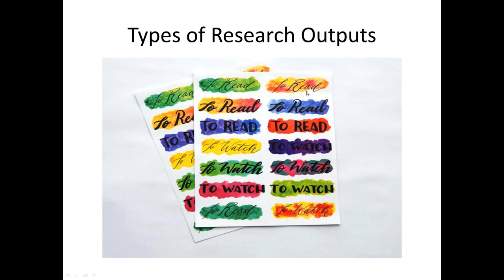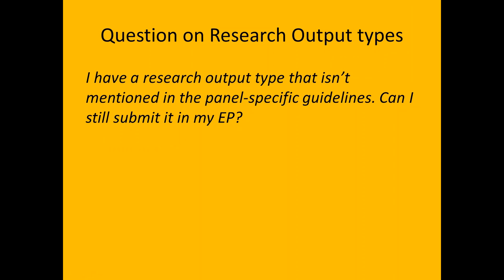Okay, a question for you, Amber. I've got a research output type and it's not mentioned in the panel-specific guidelines. Can I still submit it? Well, if it does meet all of the eligibility criteria, then yes. The RO descriptions are not considered exhaustive. There's always something that might pop out.